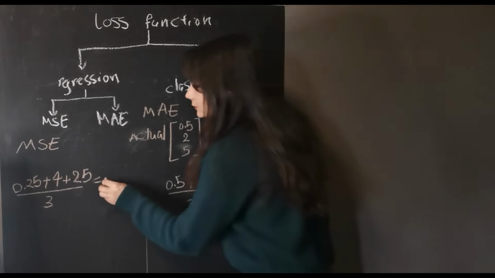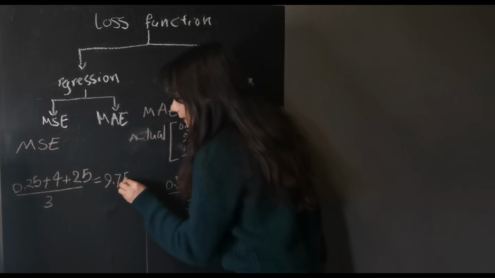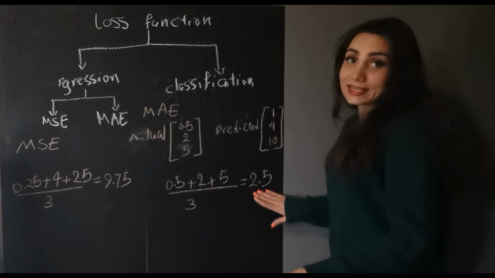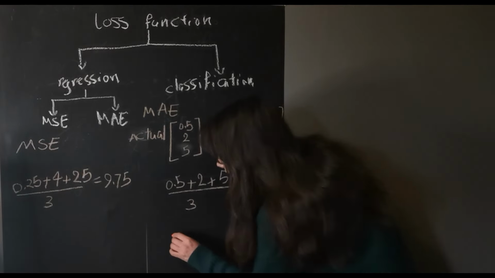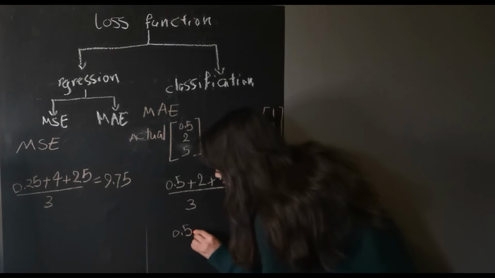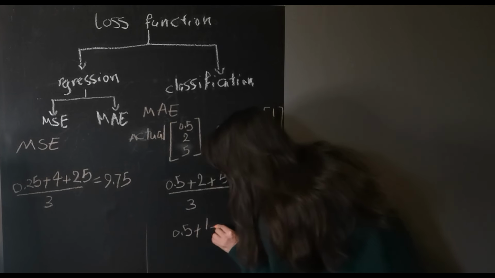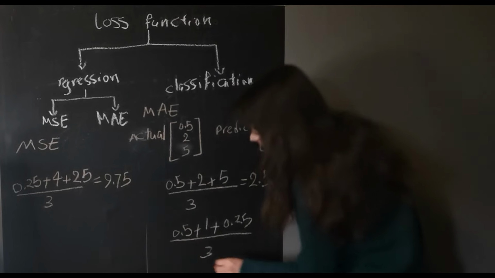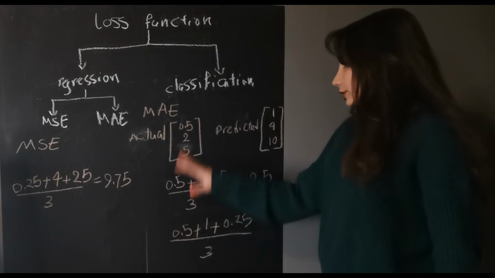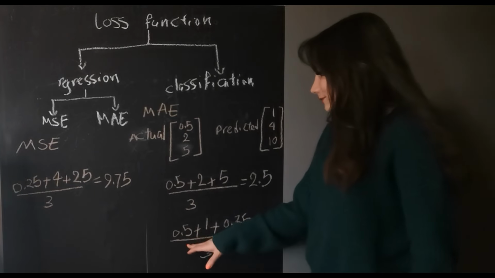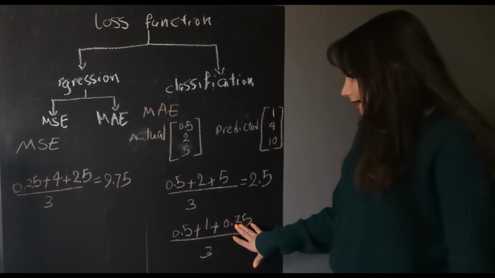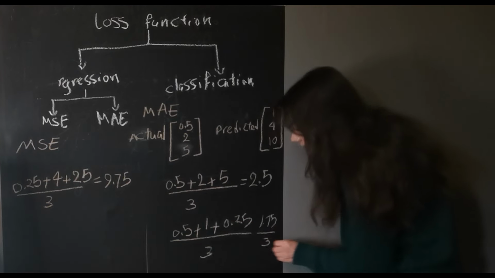And now I'm going to get 9.75. Our error is going to be bigger than what we got from MAE, but this is not always the case. Here it's getting very confusing. So I have 0.5 plus 1 plus 0.25. So this value, when it's going to be divided by 3, you got the absolute, so it's going to be 1.5 and then 1.75 divided by 3.